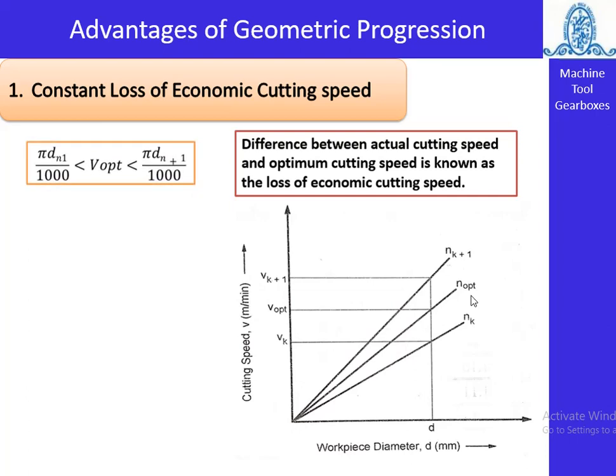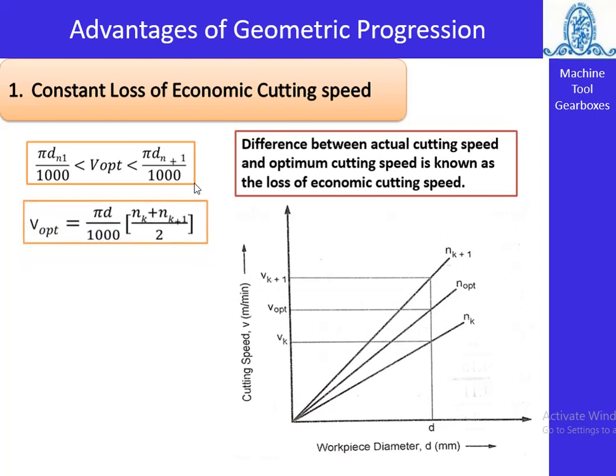Here again we put in the values. v equals πdn upon 1000, putting the values n1 to nk+1, and in between them n optimum lies. So our actual speed might be nk or nk+1, isn't it? The difference between these two speeds and the optimal spindle speed is called the loss of economic cutting speed. So we get a constant loss of economic cutting speed in geometric progression only. This is one of the advantages.